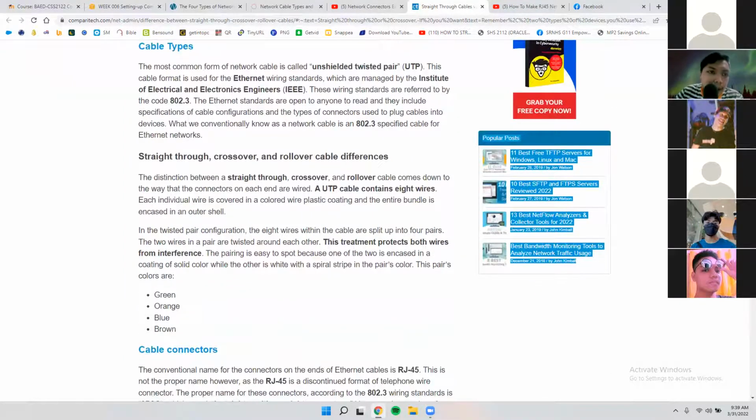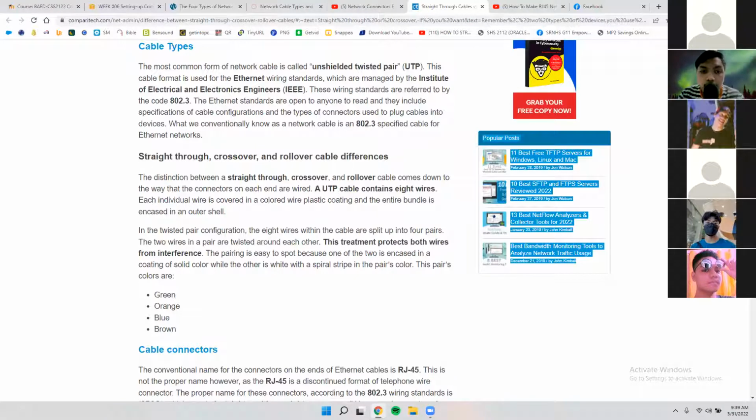Okay, so cable types, the most commonly used network cable is called UTP, and shielded twisted pair. The cable format is used for the Ethernet wiring standards that are managed by IEEE, or Institute of Electrical and Electronics Engineers, kasi they are standards, no? Katulad ng ISO, may mga standards regarding sa mga ano. May mga standards din tayo when it comes to electronics, okay? With this kind of industry. This wire standard is referred to by the code 802.3.